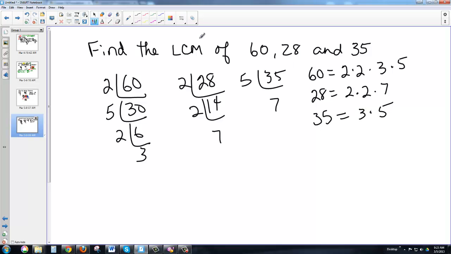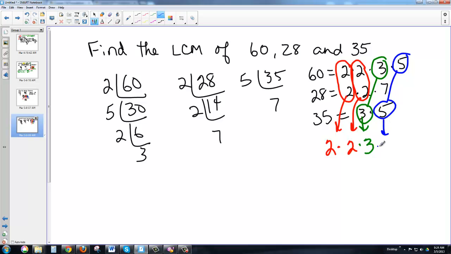Now, start the same process. Look for things that are common. Problem, there's nothing in common to all 3. However, this 2 is shared. Only list it once. This 2 is shared. Only list it once. The 3 has to be a part of my LCM. So does this 5. Now what do I do with that 7? Don't forget. Least common multiple, include your leftovers. That 7 matters.